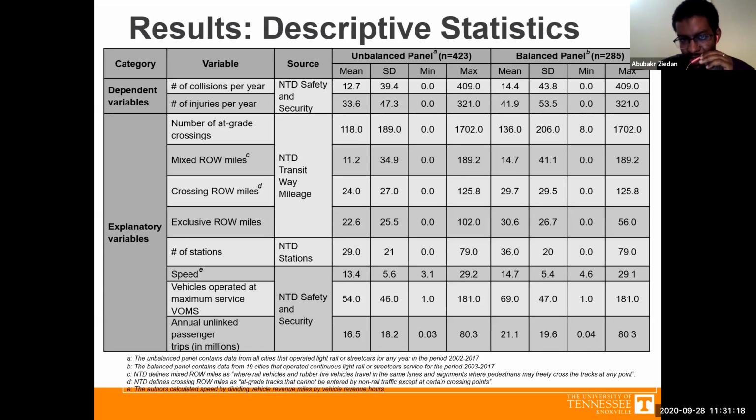And here are the descriptive statistics of these two different panel data sets. And as we can see, in the balanced panel data set, the number of collisions per year is slightly higher compared to the unbalanced data set.